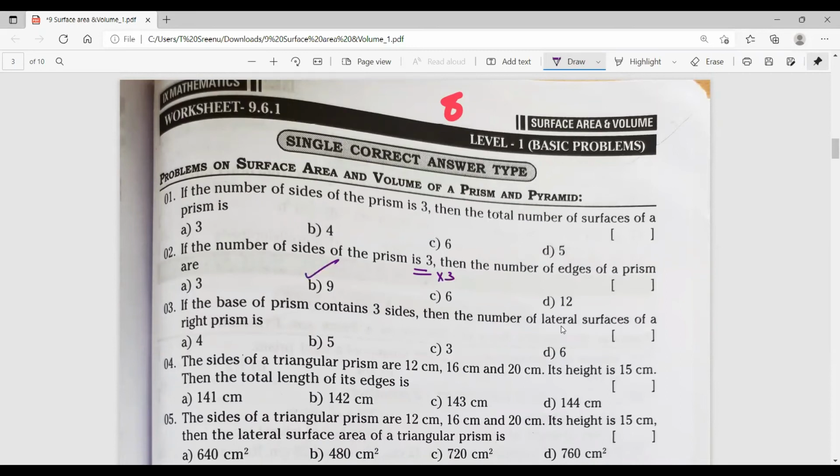Okay. If the base of a prism contains 3 sides, then how many lateral surfaces? So base in the sense, this is the base, which will be top and bottom. It has 3 sides like this triangle. Then how many lateral faces are coming here? 3 sides means 3 only come. 3 only, yes, sir. Answer is 3.